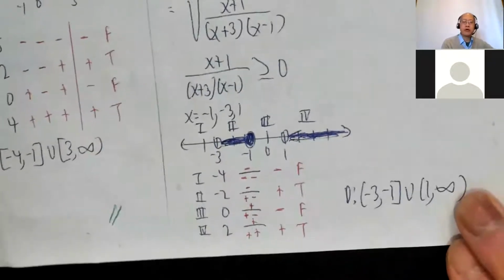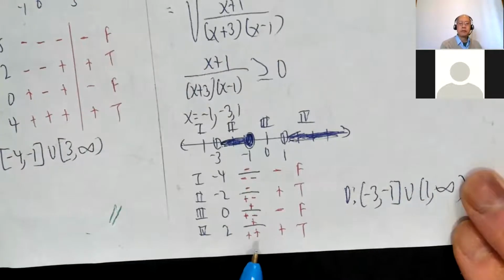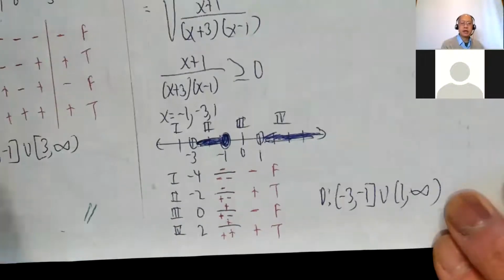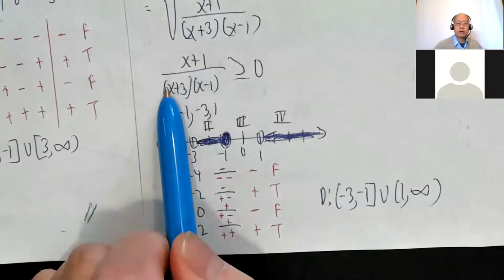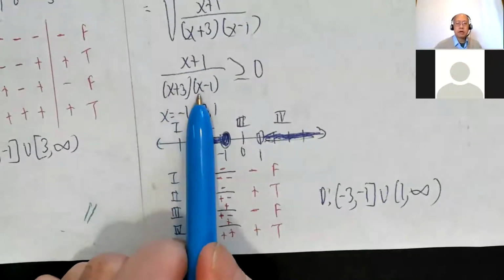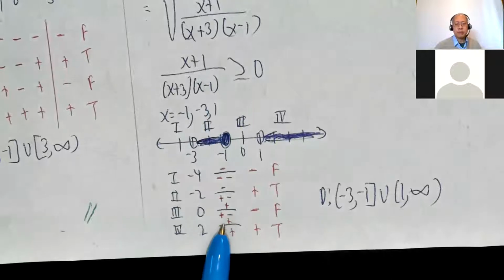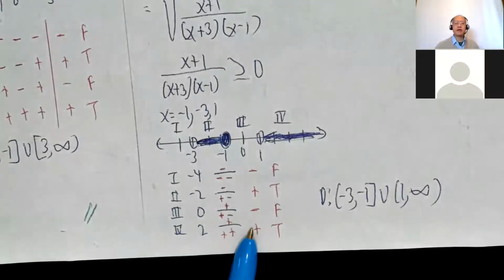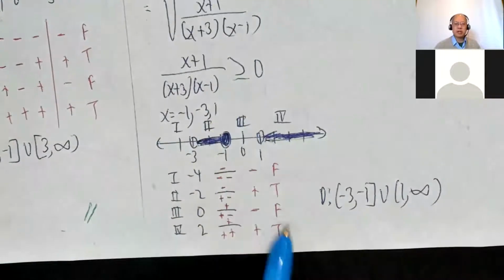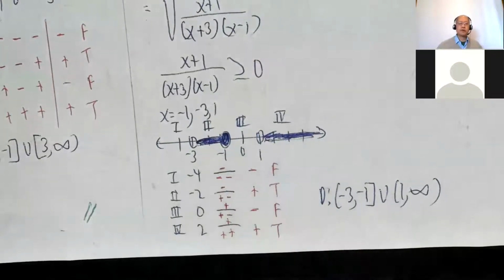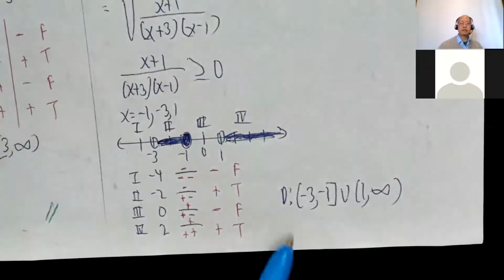And finally, region 4, 2. Looks like they're all positive. Let's check. 2 plus 1, positive. 2 plus 3, positive. 2 minus 1, positive. So if you only multiply and divide positives, you've got a positive. Positive greater than or equal to 0, that's true. Shade in region 4. So here's my domain.